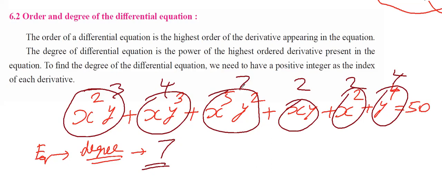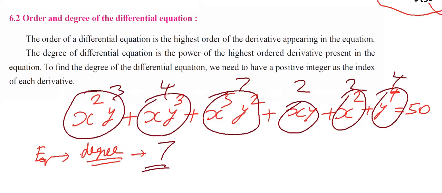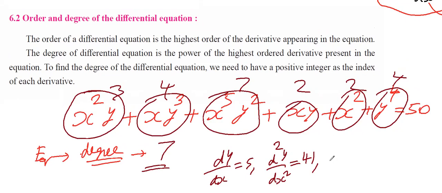A similar concept we have in differential equations also. We have two concepts over here. One is called order and the second is degree. Now let's understand what is order and what is degree. The order of a differential equation is the highest order of the derivative appearing in the equation. Let's understand this statement with some examples. Say you have dy by dx, this is a first order derivative. Then you can have d2y by dx square, this is your second order derivative.